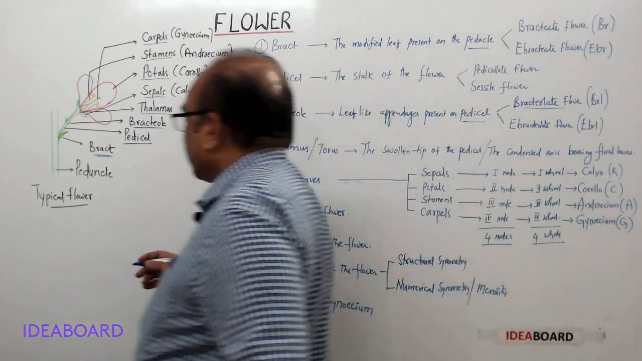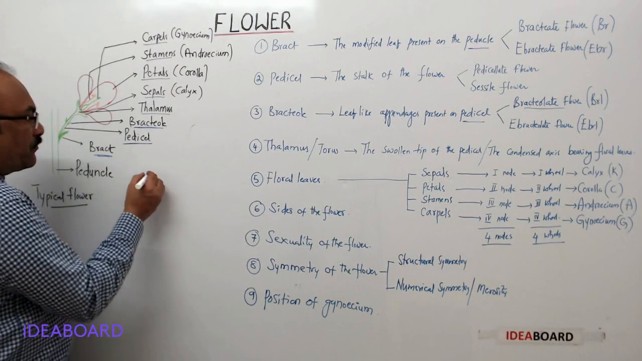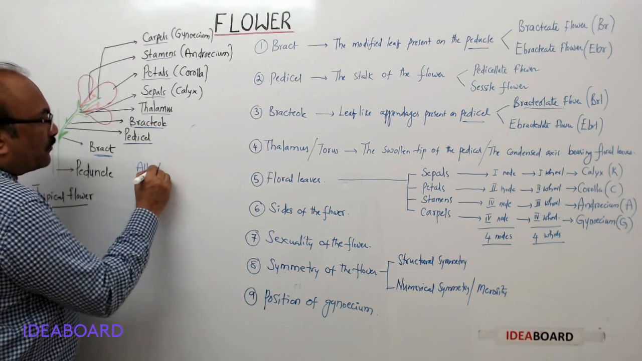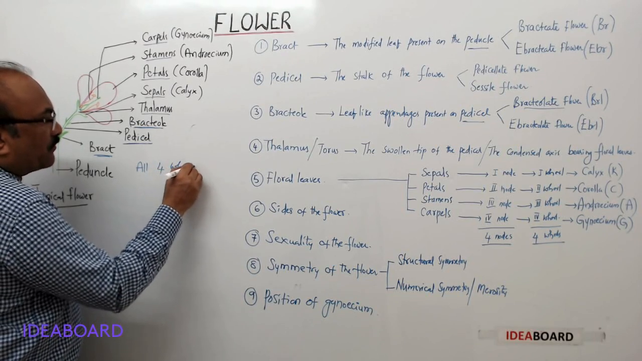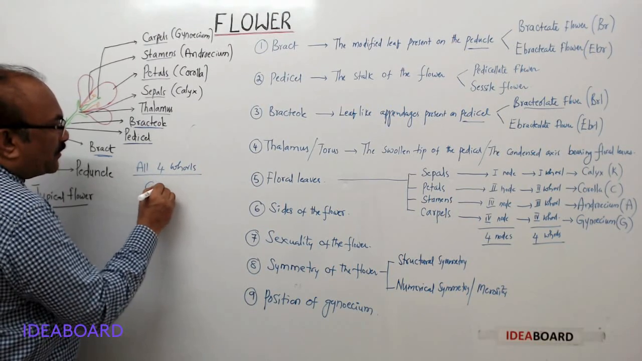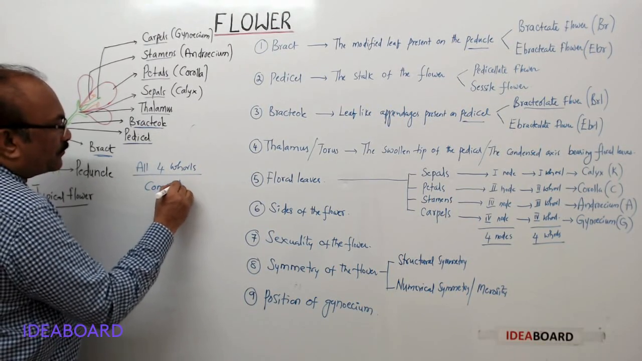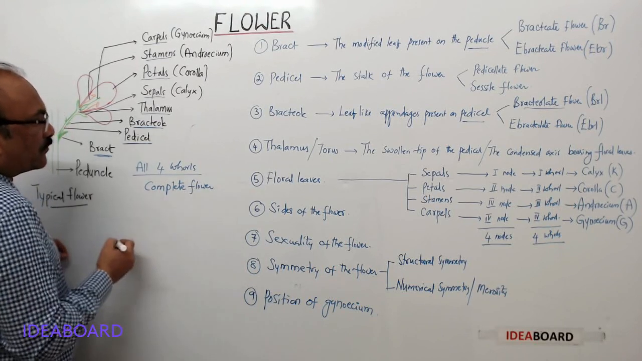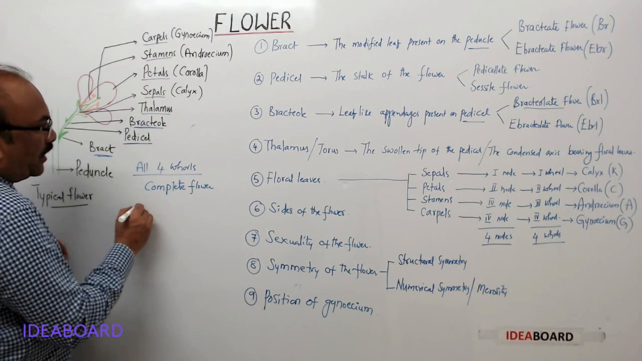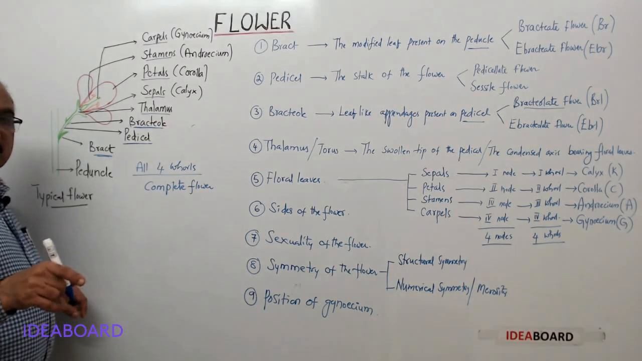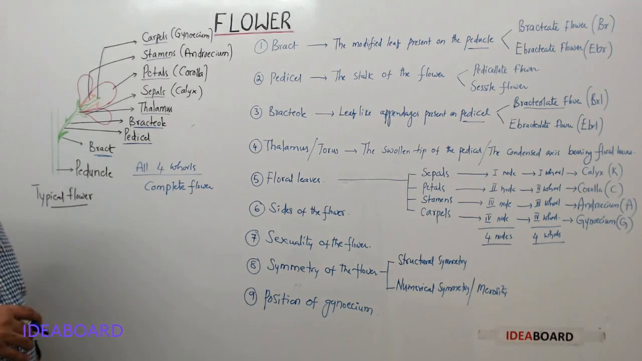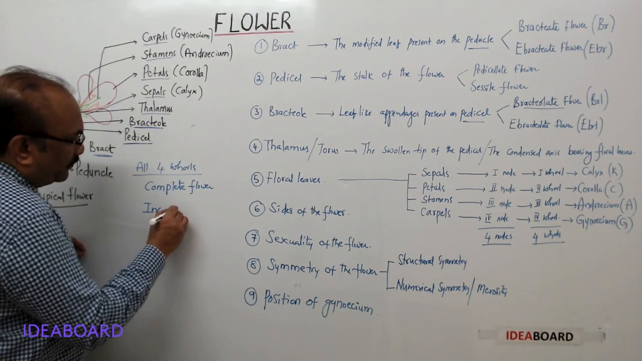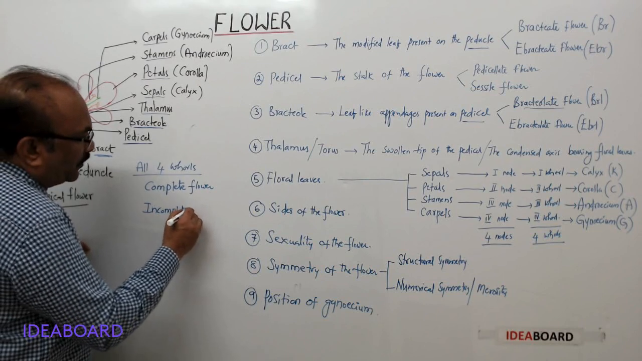But of course, remember some terms will be there. If you find all four whorls in a flower, then the flower is described as a complete flower. And if any part is missing, the flower is called an incomplete flower.